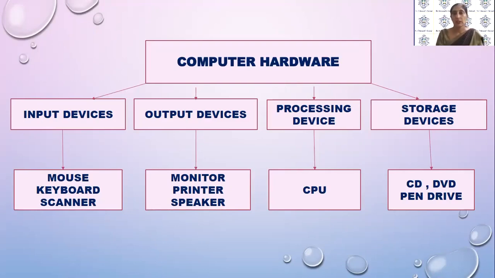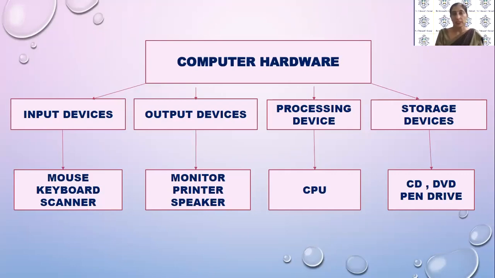Input devices, the devices of the computer which are used to give input to the computer are known as input devices. For example, we have the keyboard, mouse, scanner, etc. Output devices, the devices which give us the output or the processed result, they are known as the output devices. For example, monitor, printer, speaker, headphone, etc.